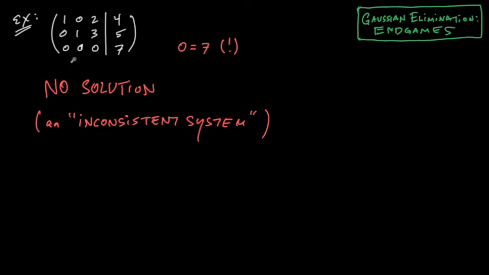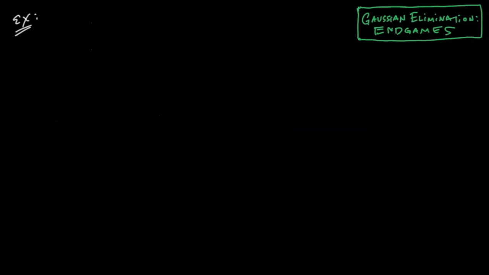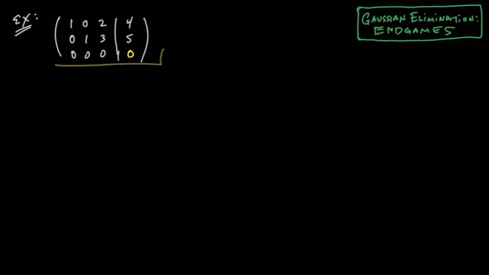The moral of the story here is if you ever have a row that consists of all zeros on the left side of the bar and then some non-zero number on the right side of the bar, that corresponds to an equation that 0 is equal to some non-zero number, which obviously can't be satisfied, and that means your system has no solution. But let's consider another example, just like the previous one, except that here, where I had a non-zero number before, following all those zeros, let's put a 0, so that I have an entire row of zeros. What does this 0 row tell me?